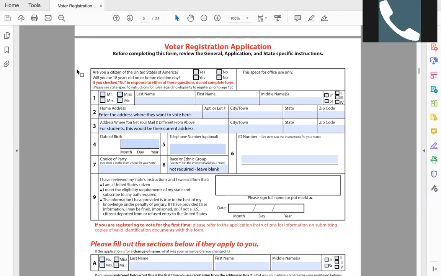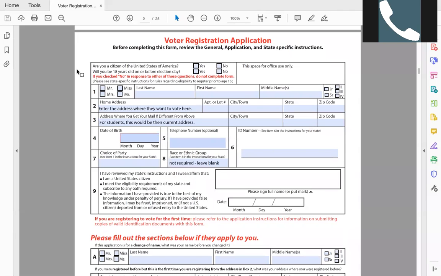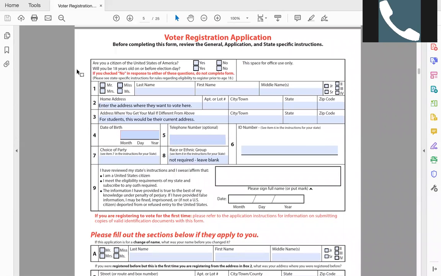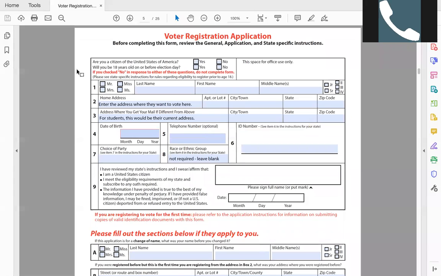So that's first. The only notes I've really typed on there are in the home address box, that should be there in line 2. That would be the address where they would want their voting to be connected with. So that should be in the jurisdiction where they would be voting. And then if they're a student, they would complete line 3 where their current address is, if that's different from box 2.